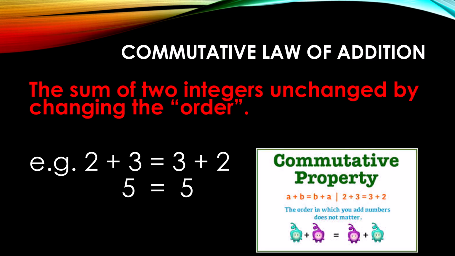Now the commutative law of addition: the sum of two integers is unchanged by changing the order. Look at these numbers. When 2 is added to 3, it is equal to when 3 is added to 2. It means the order of the numbers does not affect the answer. And this is the commutative law of addition.